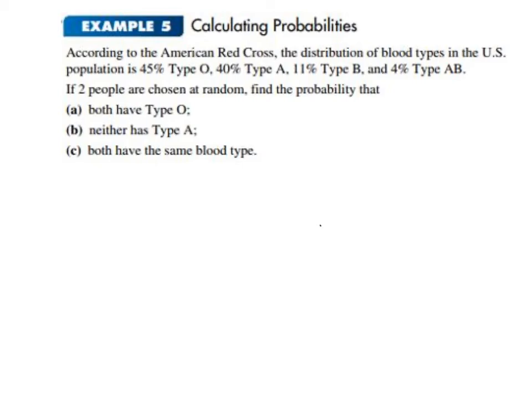Technically, these are not independent events. As soon as I select the first type O, the population percentage of type O should theoretically drop a little bit because there's one less type O person to choose. But considering the population is very, very large, we treat these like independent events, and we just consider that the type O probability continues to be 45%. So the answer to part A is 0.45 times 0.45, which is 0.2025 or 20.25%.